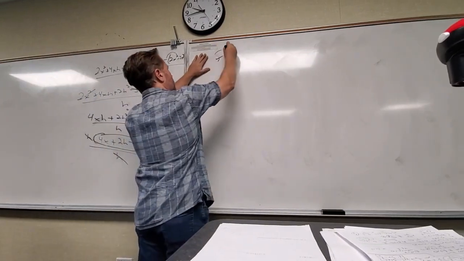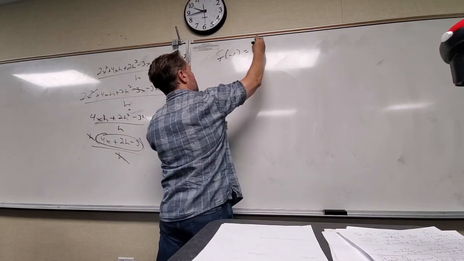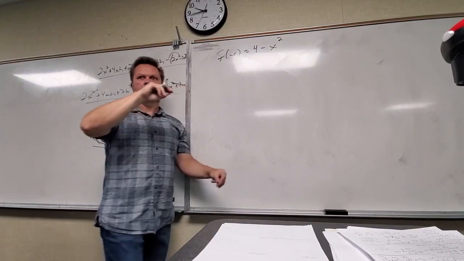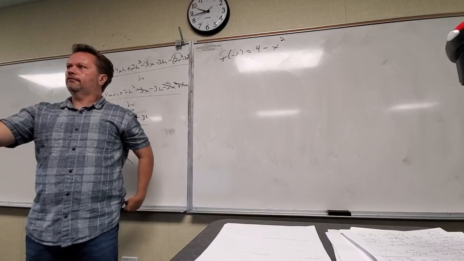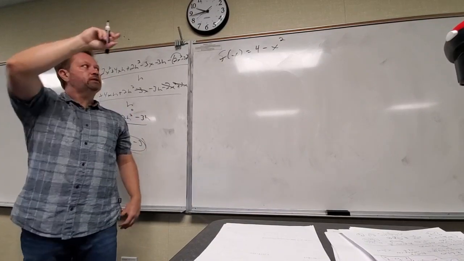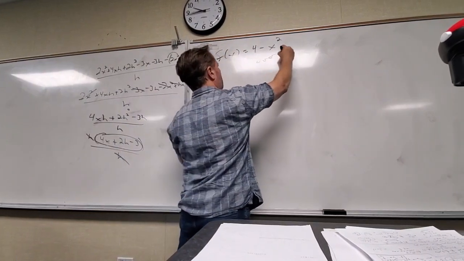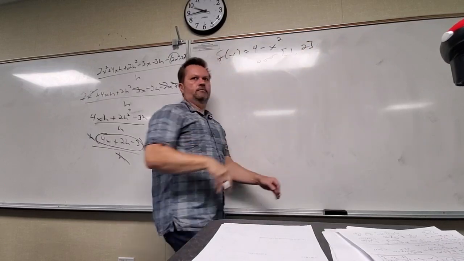Here's a classic problem. In fact, we just did a classic problem. Let's do another one. So a traditional problem for average rate of change would say, what's the average rate of change for this function, 4 minus x squared, over the interval 1 to 2?